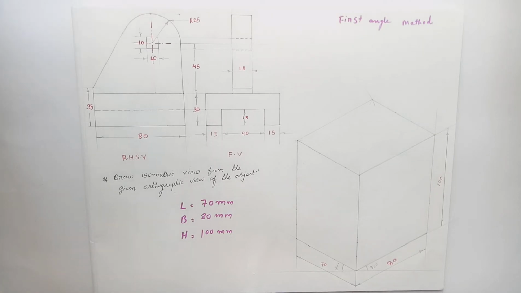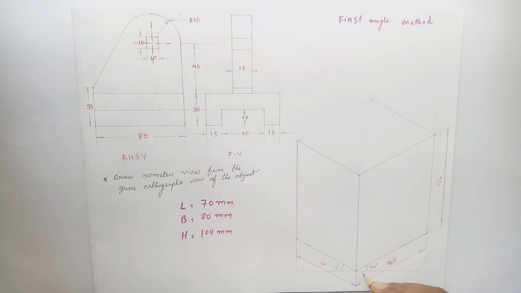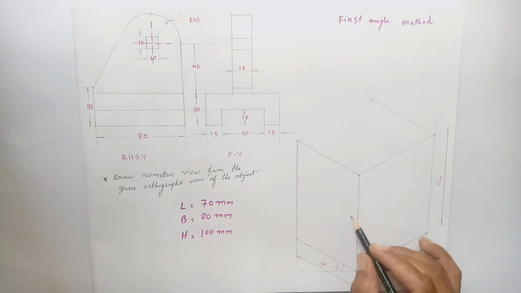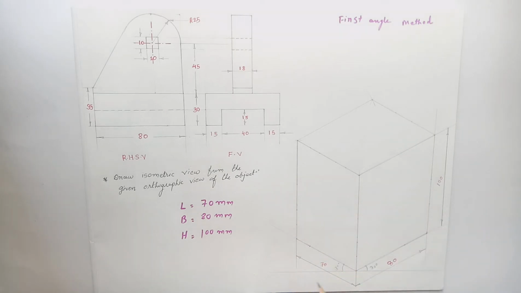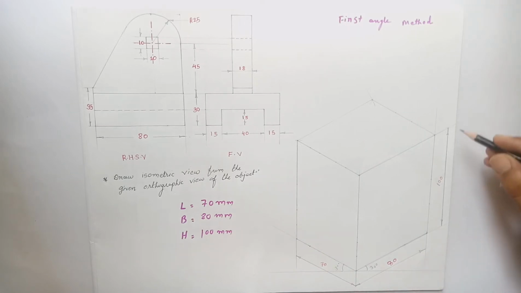length, width and height of the object, first of all we have to draw a cuboid on the isometric axis. So first of all, draw the isometric axis and the baseline, at a 30-degree angle. And as we have discussed, this is the first angle method, so the front view will be observed from this direction and the right hand side view will be observed from this direction. So first of all, draw the cuboid having a length 70 mm, width 80 mm and height 100 mm.